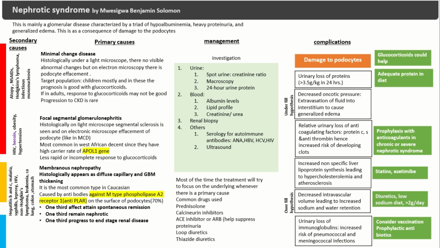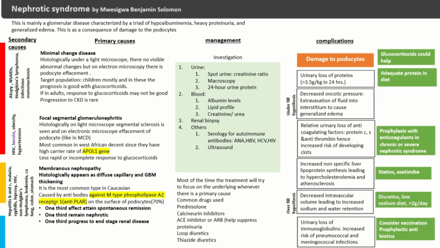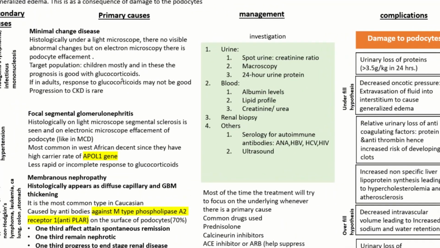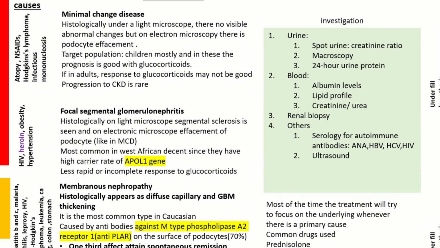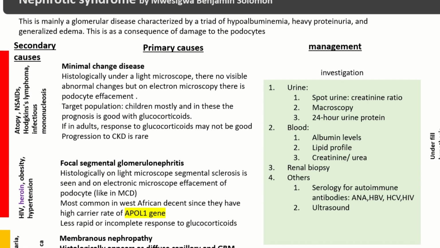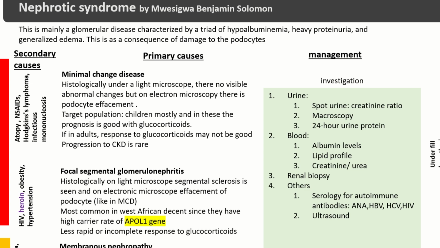So the purpose of this video is to cover the basics you need, mostly for your examinations. The topic is nephrotic syndrome, and when you look at nephrotic syndrome, it's one of the diseases of the glomerular apparatus of the kidney. It is characterized by a triad of hypoalbuminemia, heavy proteinuria, and generalized edema. This always comes as a consequence of damage to the podocytes, which are responsible for preventing the filtering of proteins.